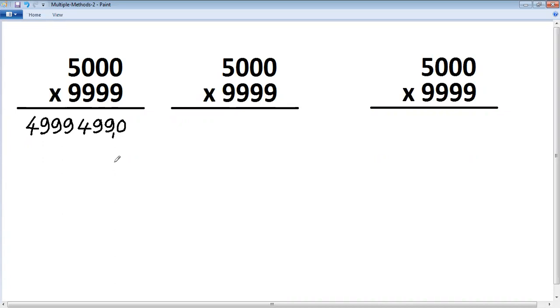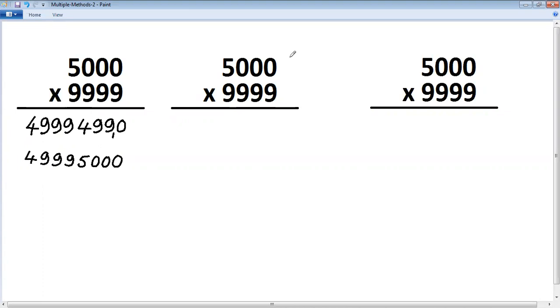So final answer will be like this. Last digit is 0. When you carry 1 to this 9, 9 plus 1 is 10. So again 0. You have to carry 1 here. 9 plus 1 is 10. So 0. Carry 1 here. 4 plus 1 is 5. Other digits will remain as it is. 9, 9, 9, 4. So final answer 49995000. Let's see the other method.